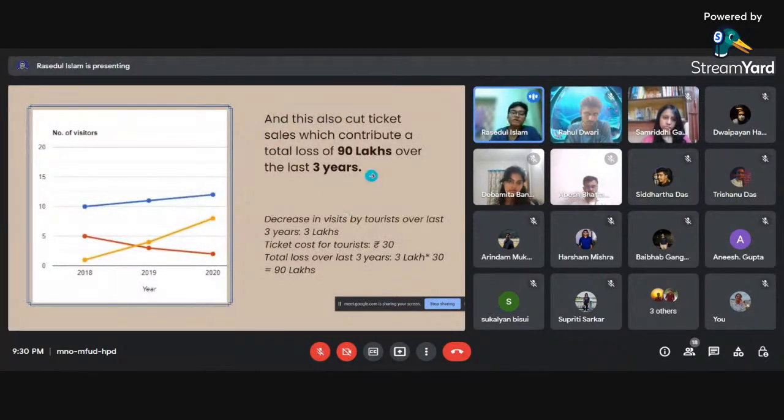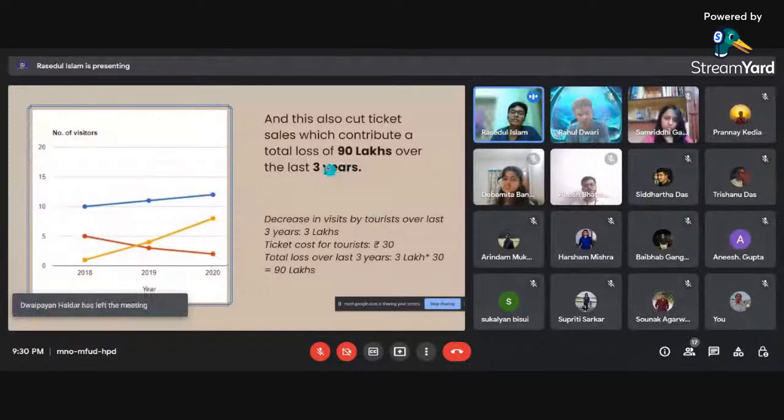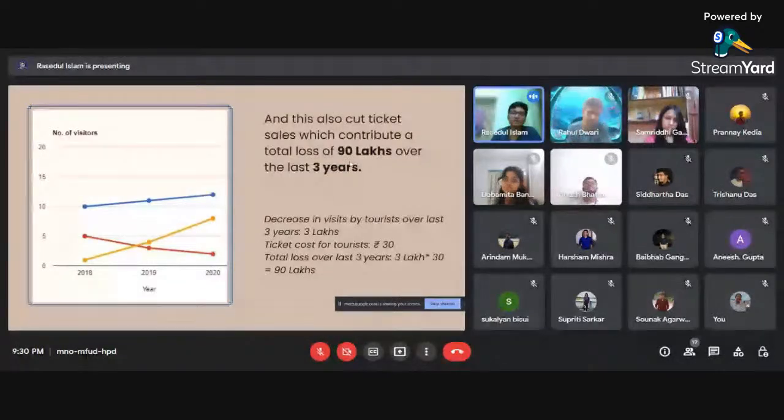So, and also the ticket price for tourists is very high. It's 30 rupees per head. So if there is an increment of 3 lakh visitors over 3 years, we get 90 lakh revenue over 3 years. So here's the calculation for it.